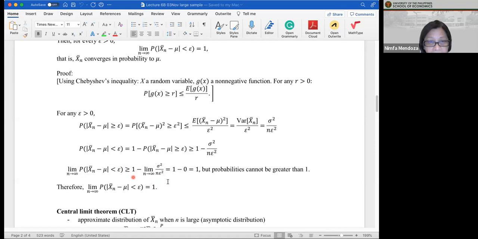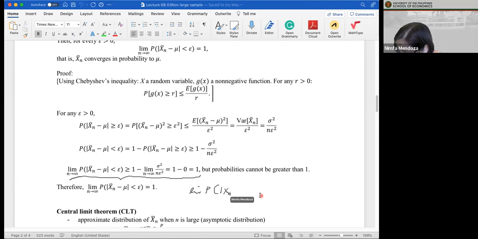But if you look at this sequence, this says that the limit of the probability of the absolute value of x bar n minus mu less than epsilon as n approaches infinity is greater than or equal to 1. But probabilities cannot be greater than 1. So you need to have equality. But that is the condition for convergence in probability.